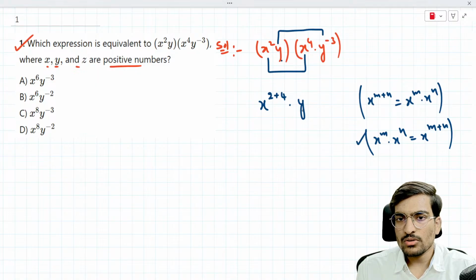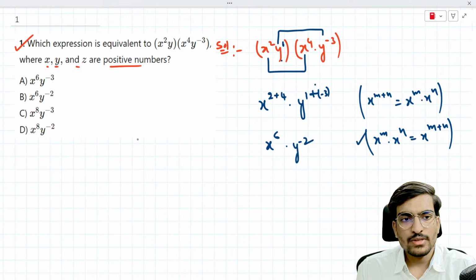same product rule I'm going to apply for y. There is no power here, so just consider 1. y raised to 1 plus, in brackets, minus 3. So it's going to be x raised to the power of 6, y raised to the power of 1 minus negative 3, which is negative 2. So that is option B. Let's go for the next question.